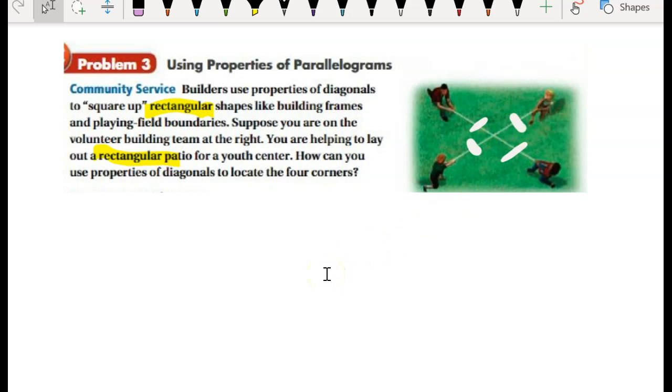So what can we do? Well, we can cut two pieces of rope that will be the diagonals of the foundation of the rectangle. So we'll cut them the same length, and then we'll join the two pieces in the center at their midpoints, and then we'll pull the ropes taut, and that will be the endpoints of the rectangle.